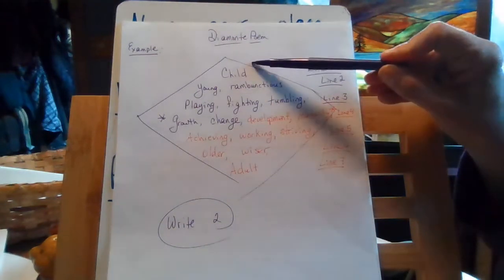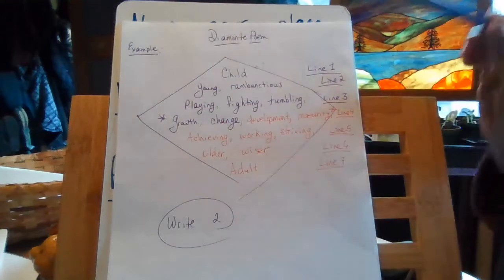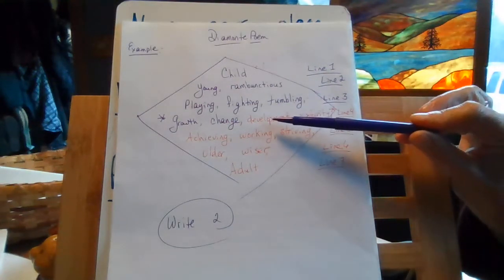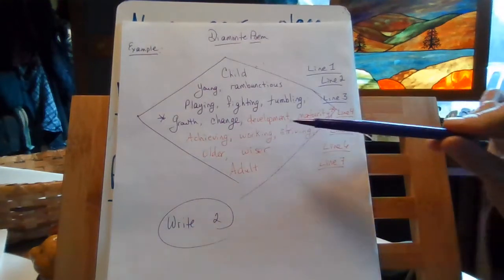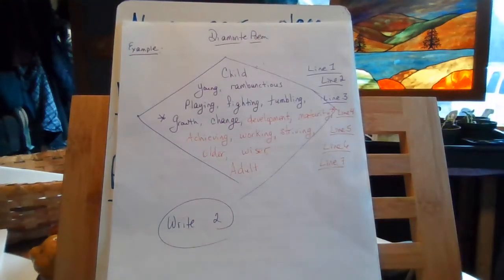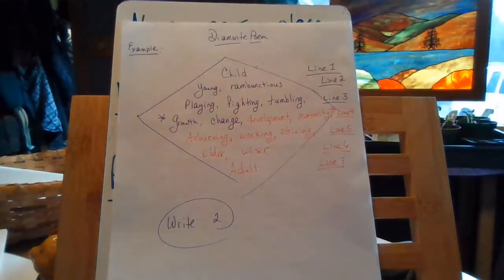Two nouns about line number one, child: they have growth and they change. And then it flips: development, maturity, two nouns about adults. And then achieving, working, striving, those ing words about adults. Describe the adult, older, wiser, with two words, and then the word adult.